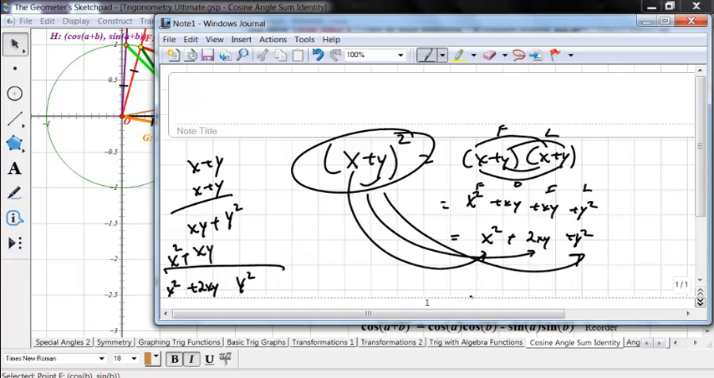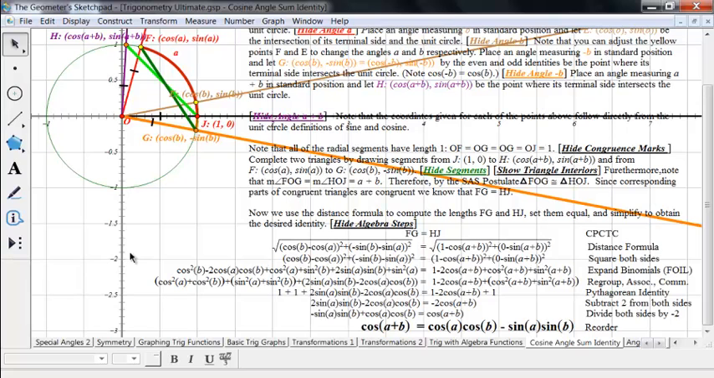So that's squaring a binomial. Remember that from our beginning algebra classes. So we're going to use that property right here. So we square the first, cosine square of b. We square the last, plus cosine square of a. And then we multiply and double it. That's minus 2 cosine a cosine b.